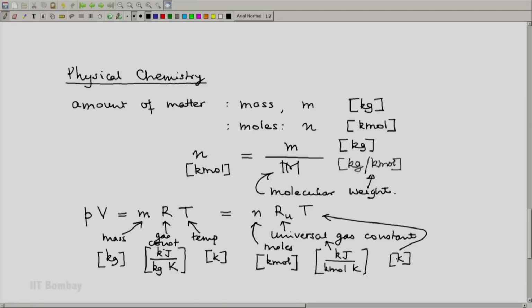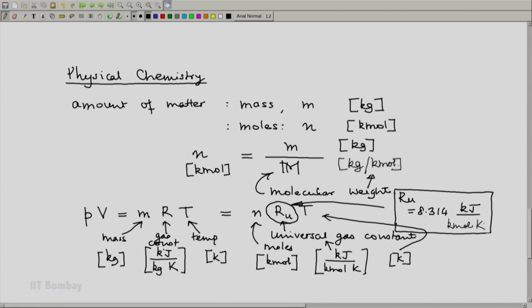The advantage of this is this number, the universal gas constant, is independent of the identity of the gas, and the value is 8.314 kilojoule per kilomole Kelvin. Thank you.